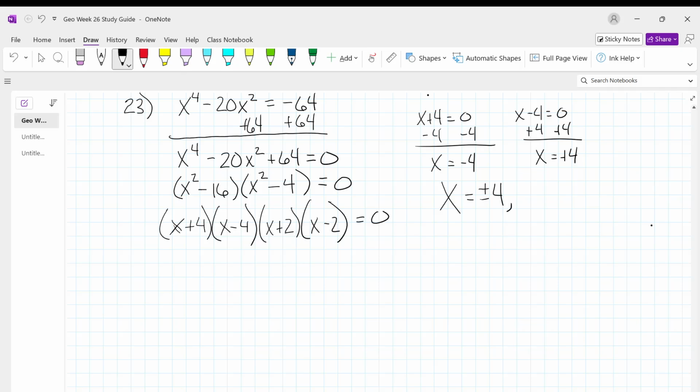And if you look at the 2, we're going to have the same results. X plus 2 and x minus 2 is going to produce a positive and negative 2. All right. So those are your real solutions. There are no imaginary solutions in this equation. So x can be equal to positive or negative 4 or positive or negative 2.